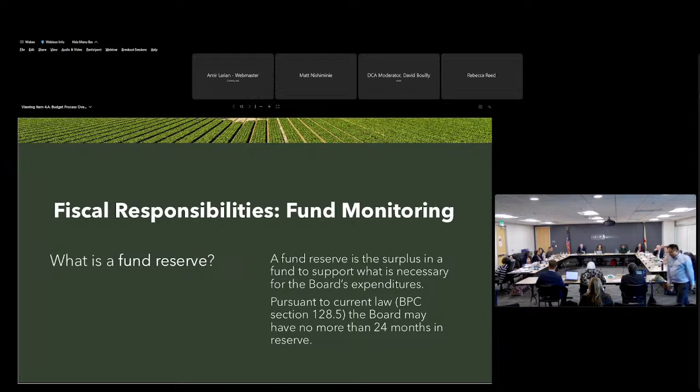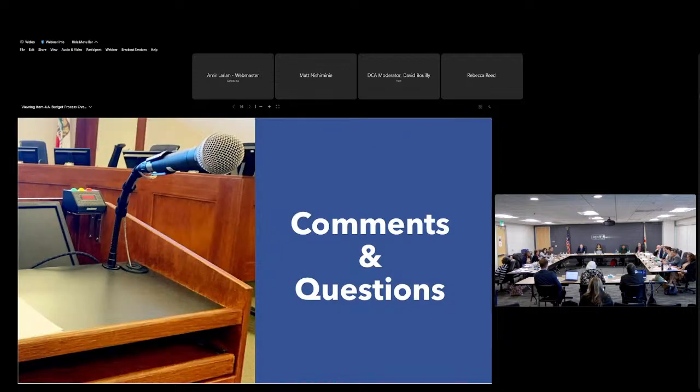A commonly used metric to monitor a fund's health is months in reserve. This metric takes the ending fund balance for a specific fiscal year and compares it to the board's total authorized expenditure, providing the total months a fund could sustain operating without collecting any revenue. For example, a fund with 12 months in reserve could sustain operation for a full year without revenue being collected. Pursuant to the current law, the board may not have more than 24 months in reserve. Please let me know if you have any questions for us.